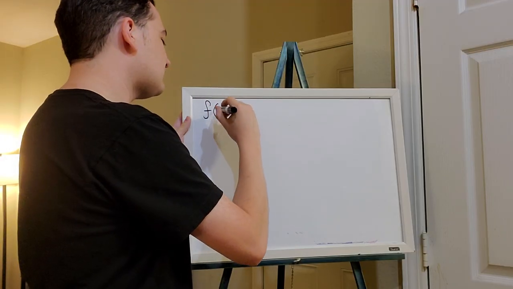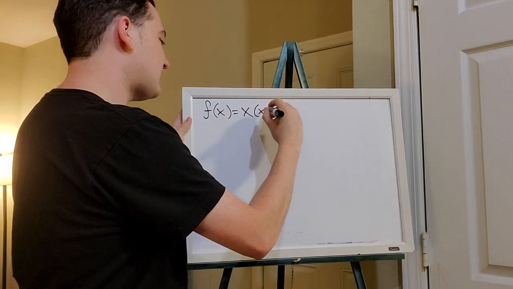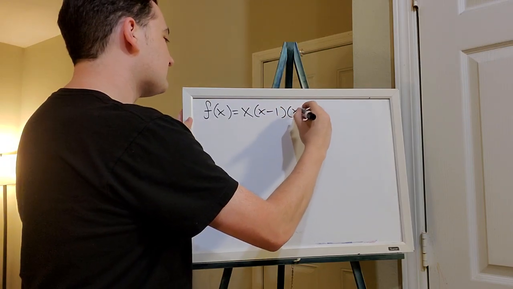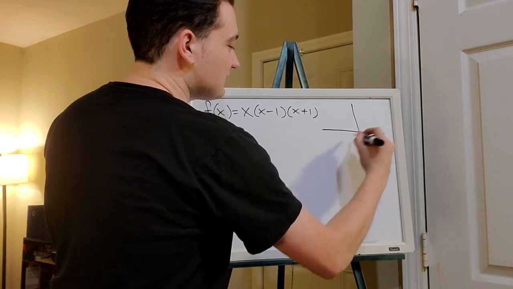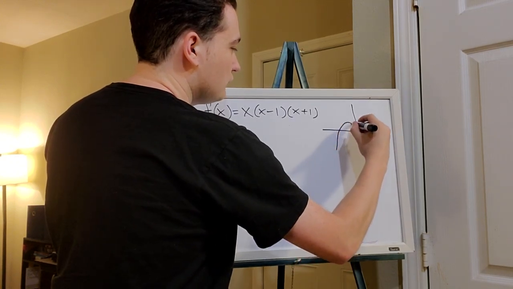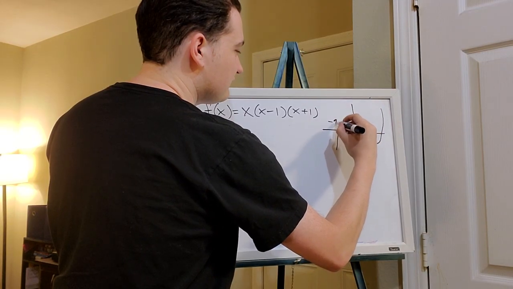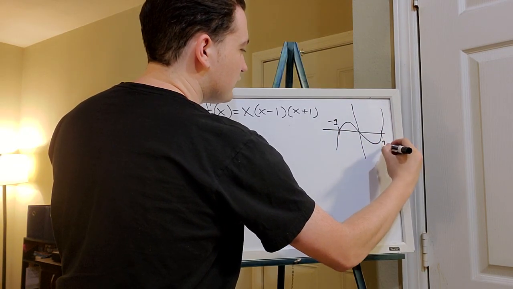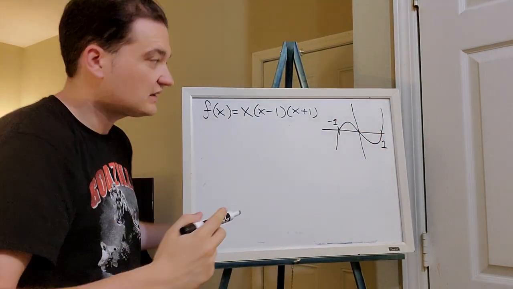Okay, here's one. f(x) equals x times (x minus 1) times (x plus 1). If you graph it, it looks kind of like this. This is going to be negative 1. This is going to be 1. And this, of course, is 0.